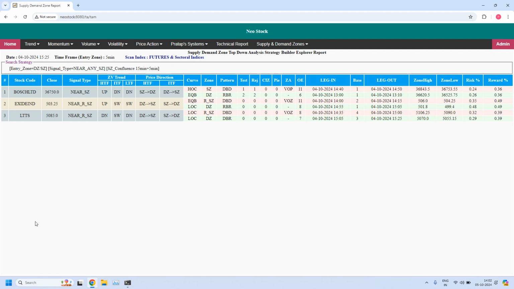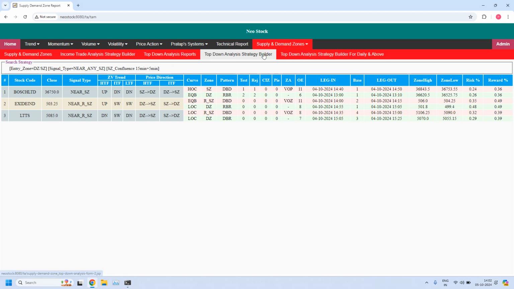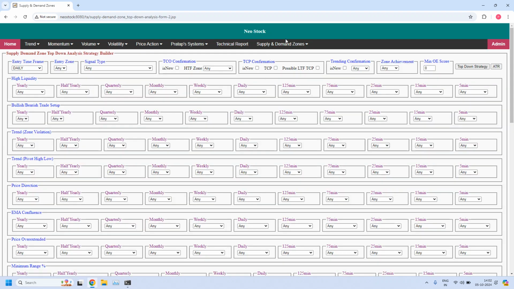Okay, this is about stocks near demand and supply zones. We also identified daily and 75 minutes high liquidity zones. So the next report is about NIFTY and BANKNIFTY supply demand zone chain.